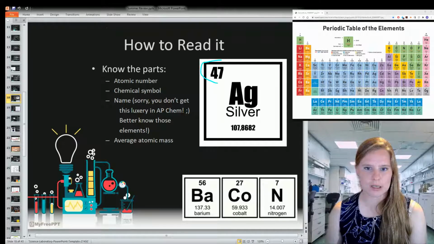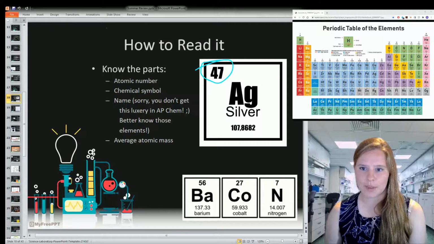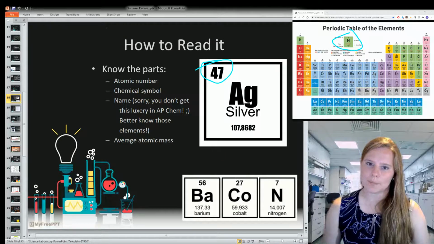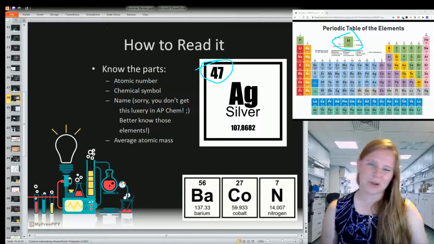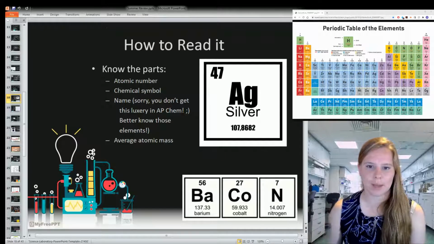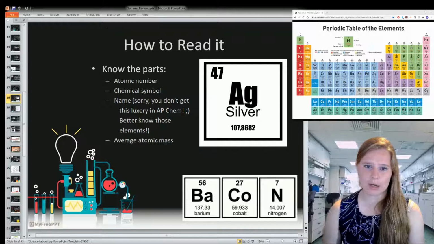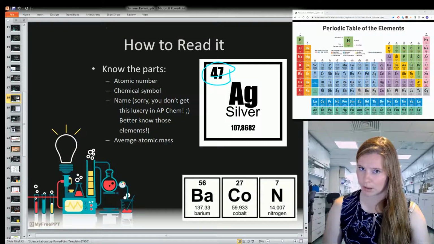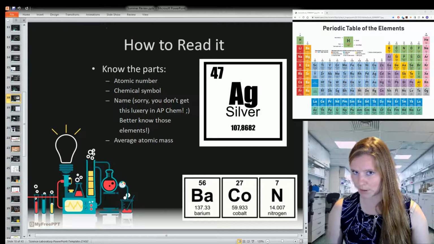This one puts the number off in the corner. Some of them put the number directly up and in the middle. So there can be slight differences in how that individual block is set up, but they are basically the same. Your big number is going to be up top in the corner, in the middle, somewhere on this top part like this. And this number is called the atomic number. What does the atomic number tell you? What information can you learn from that number?